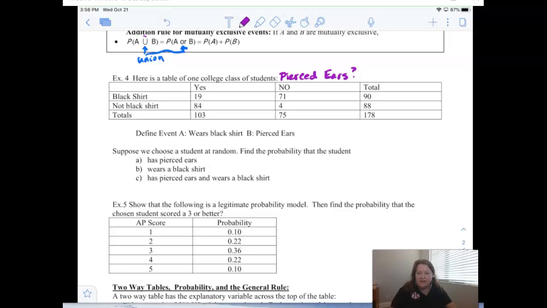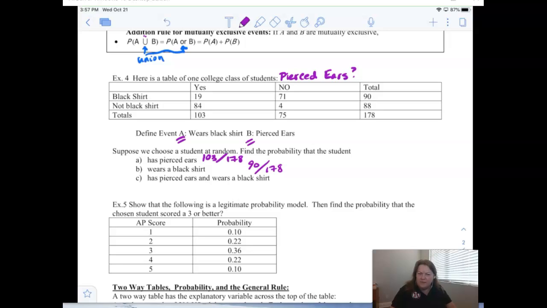All right, so what we can see here is that there are people that had both things. I can see the 19 that had both of them. They're going to say event A is wearing the black shirt, and event B is having the pierced ears. So suppose we choose a student at random, find the probability that the student has pierced ears. Well, then I would come over to the pierced ears column, go all the way down to the yeses, and that is 103 out of whatever the total is, 178. And then if I wanted to turn that into a decimal, I could. Wearing a black shirt, I'd go to the black category, go all the way over to the end. That is 90 over 178.